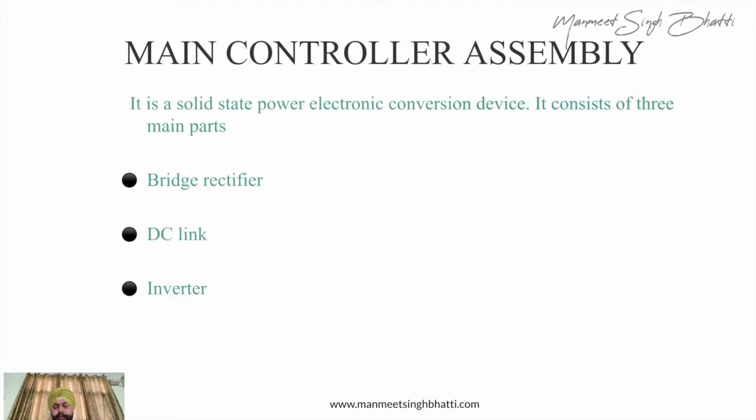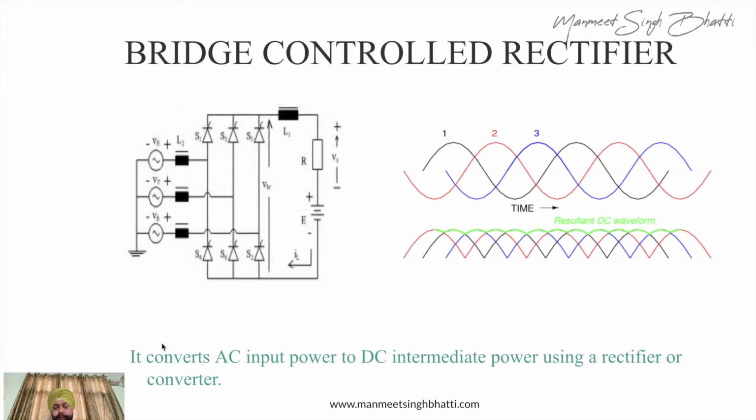Now, in the variable frequency drive, we have three main components. First is the bridge rectifier, second is the DC link, and third is the inverter. So these are the three main components that help you control the complete power system being fed to the motor. Now this is a basic architecture, or you can say a diagram of this.